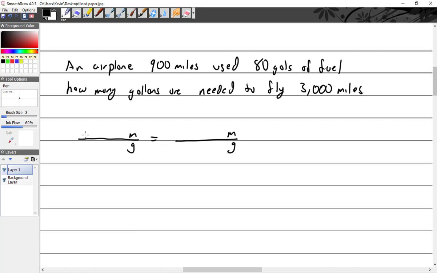So the given, how many miles do I have? 900 miles. And how many gallons? 80. Over here I have how many miles? 3,000. And how many gallons? I don't know. There's my x. All right, so we're going to cross multiply. I'll do it this way.